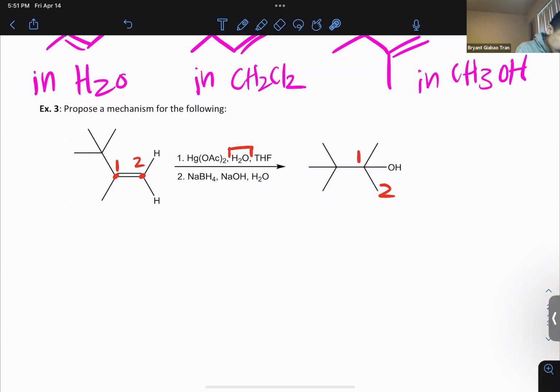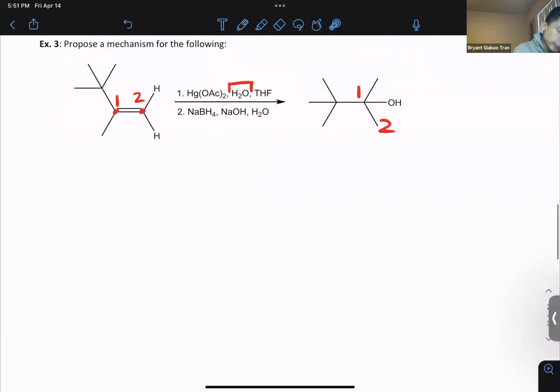Where this carbon 1 is attached to the tert-butyl group, which is this tert-butyl group here, and a methyl group, which is that methyl group there, and carbon 2 is attached to 2 hydrogens, but now 3 hydrogens here, and the alcohol is attached to the more substituted carbon here. So now let's go over the mechanism of this.